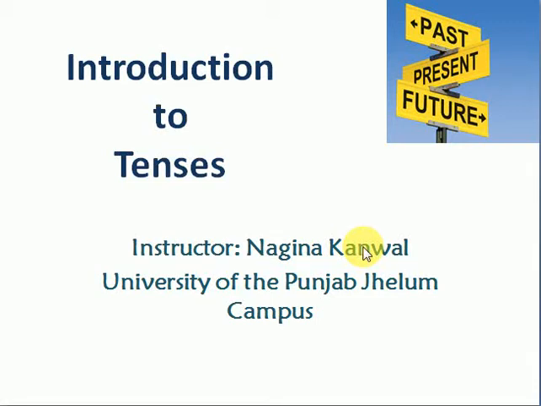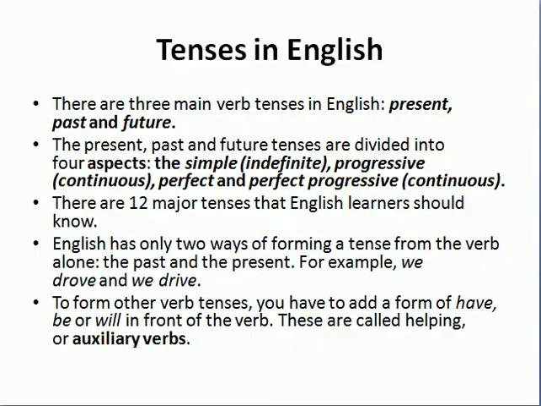Bismillahirrahmanirrahim. Today I will talk about tenses and the usage of the tenses particularly. Firstly, there are three main verb tenses in English, that is the present, the past and the future.